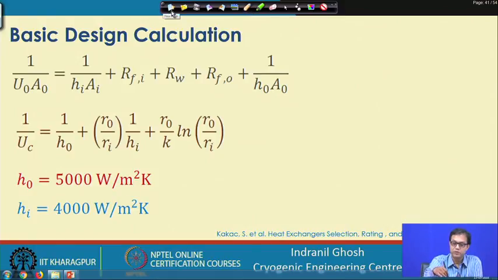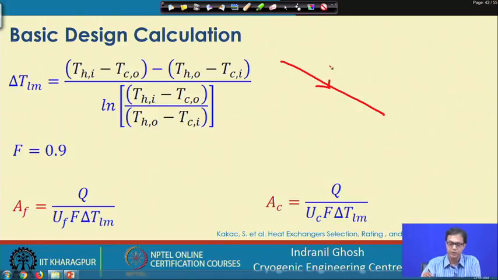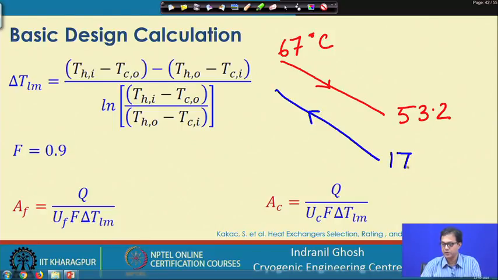we already have the knowledge about the overall heat transfer coefficient, and then we have the knowledge about the heat transfer. So, next, we have the knowledge of the overall temperature profile, or rather the exit and inlet temperature. So, we will be able to find out the log mean temperature difference if the fluids are arranged in a counter current exchanger configuration. If we look into it, we will find that the hot fluid is coming from 67 degree centigrade, and it is coming to 53.2, whereas the cold fluid is entering at 17 degree centigrade, and it is coming out at 40 degree centigrade.